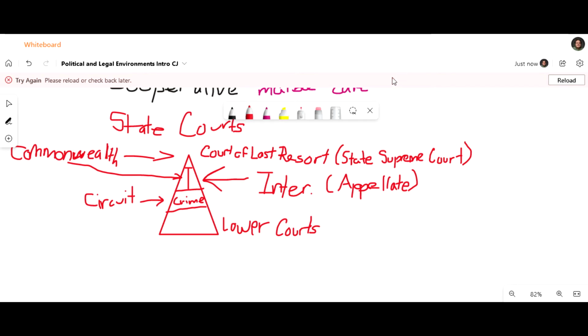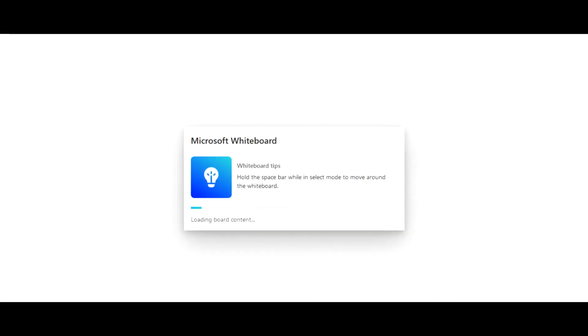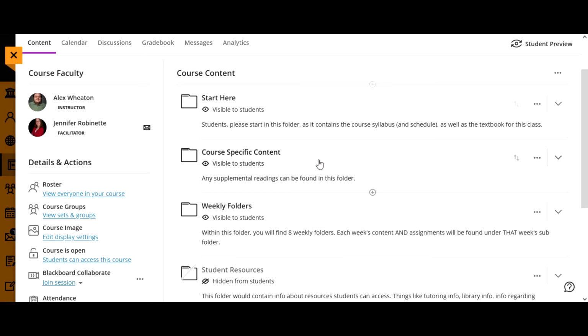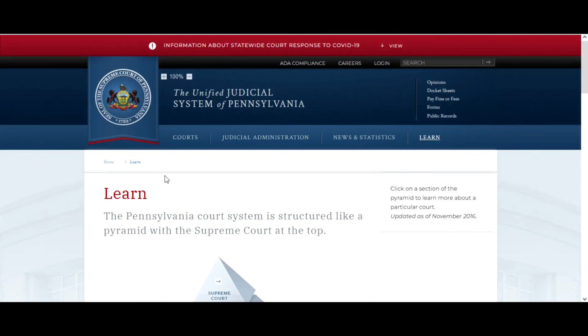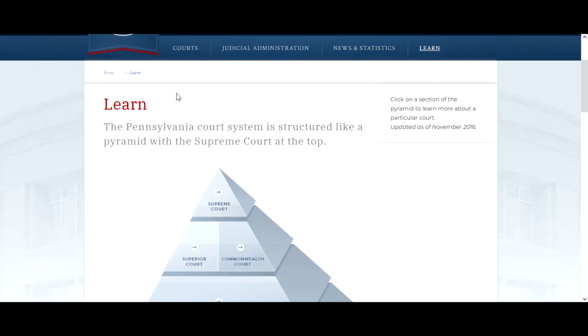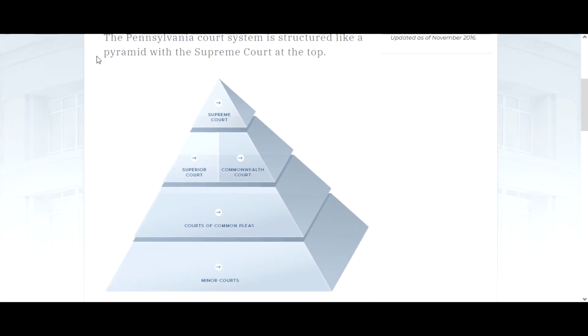And so actually, I'm going to pull up a separate page real quickly, only because it's super relevant, and I will include this link on Blackboard in those additional resources, under course-specific content. So this is from the official pacourts.us. This is the Unified Judicial System of Pennsylvania, and it's an interactive thing that actually has our breakdown of how Pennsylvania has its court system. It's the top down.